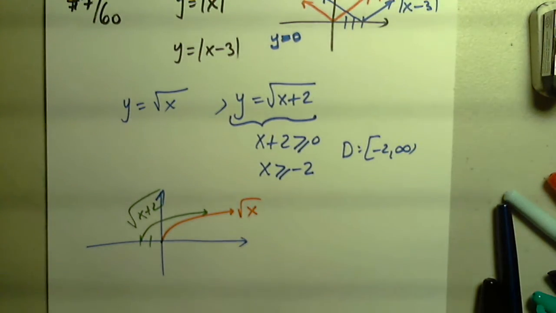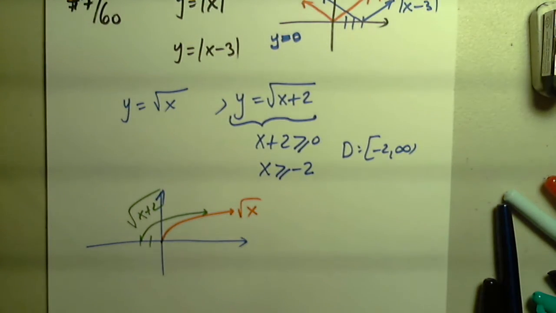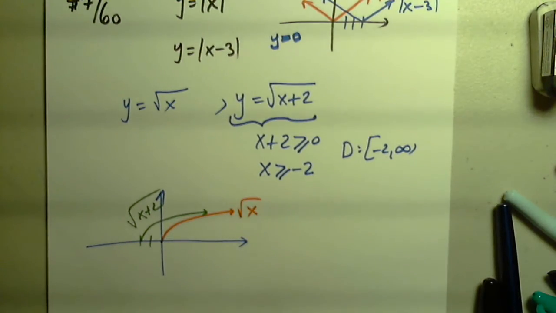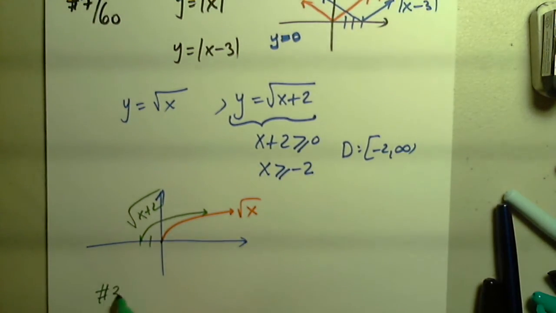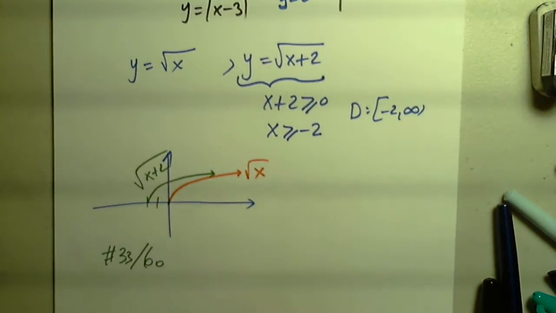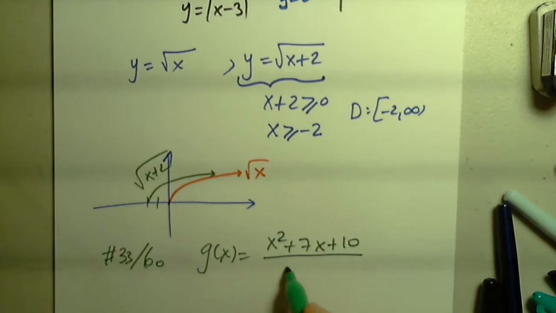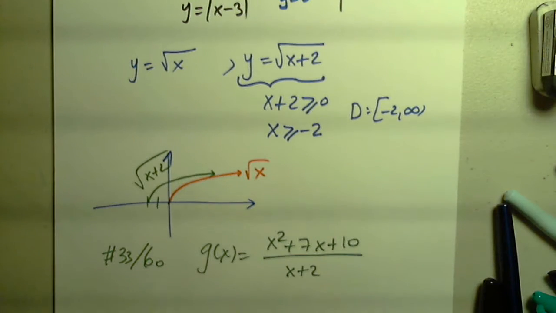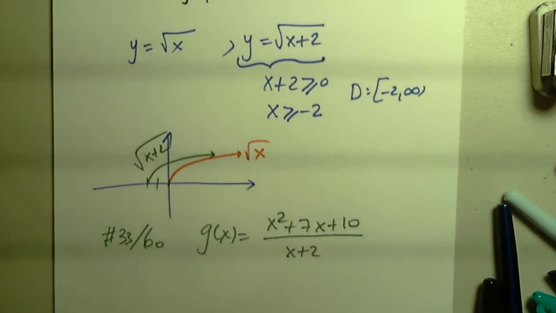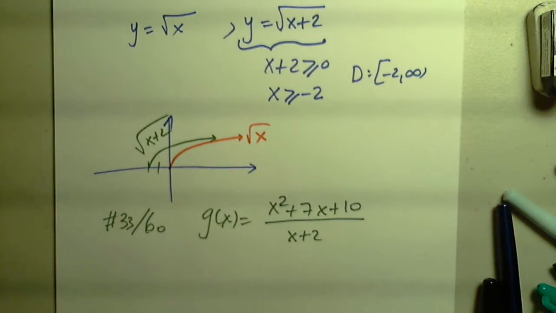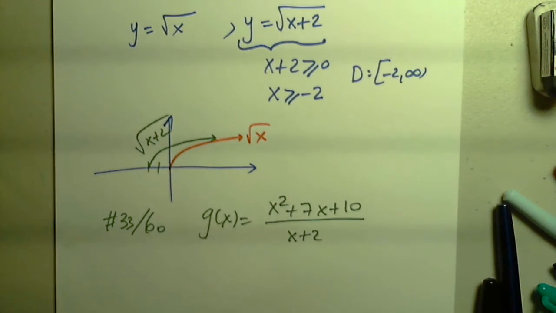Okay. Domain. I would like to look at the domain of any of these functions. Let's take a look at 33, for example, on page 60. So g of x equals x squared plus 7x plus 10 over x plus 2. So what is the domain of this function? What do I need to write? I'll stop sharing so I can see. Yes? X plus 2 equals 0.